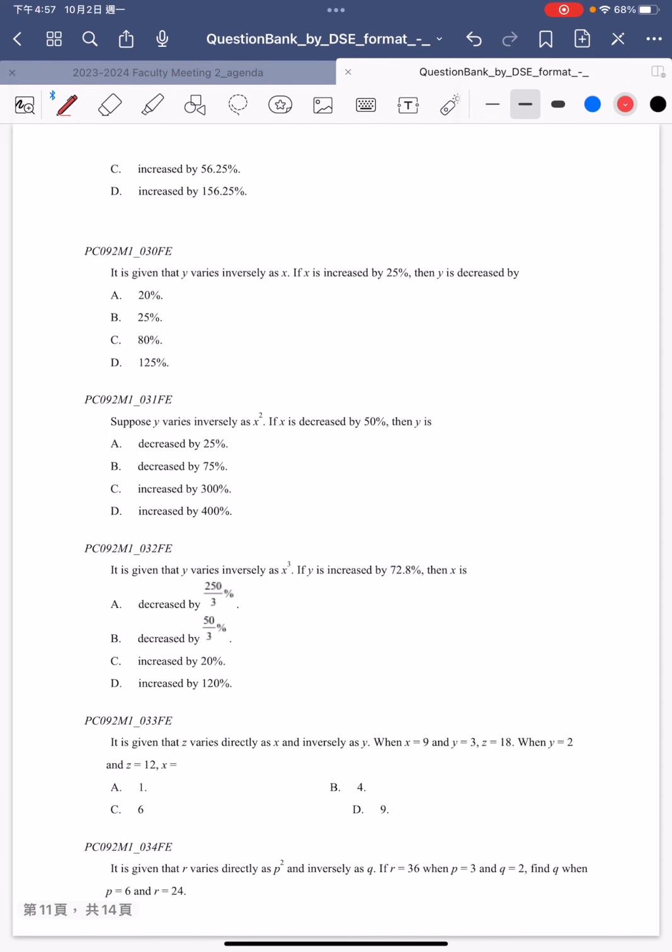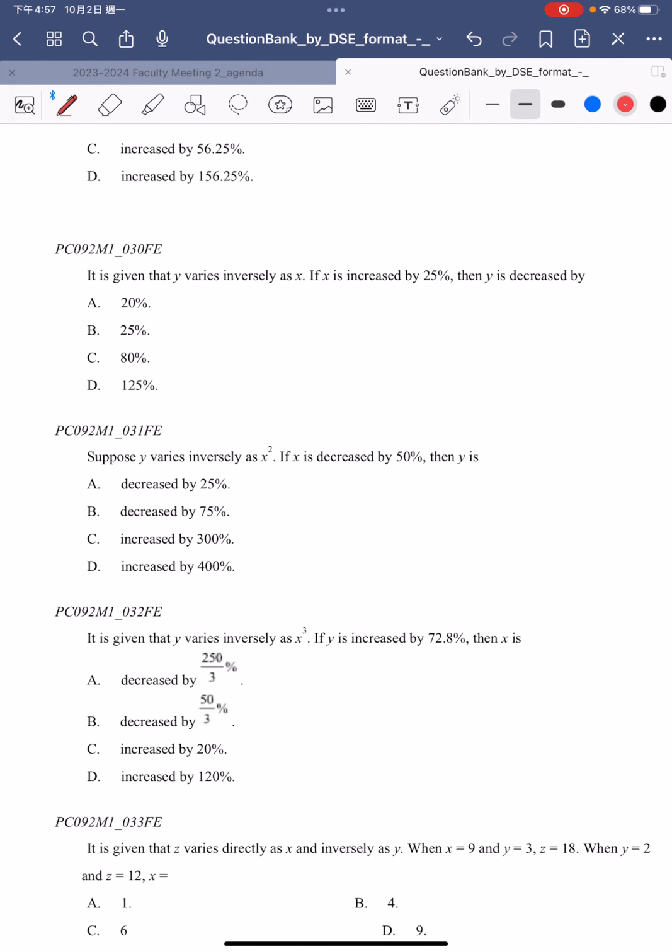Moving to question 30, we have y varies inversely as x, so we have y equals k over x. Then the new x is increased by 25%, so we have 1.25x.